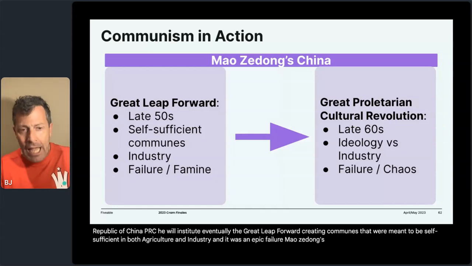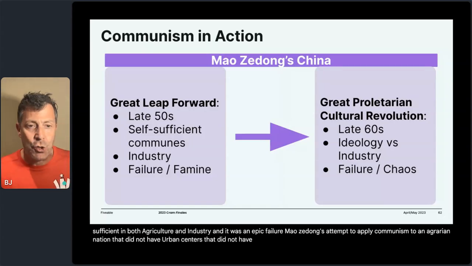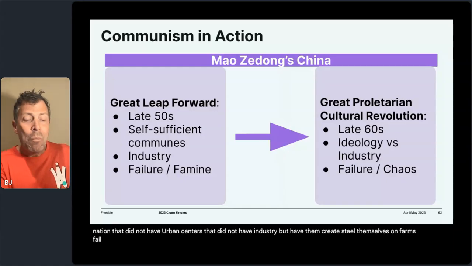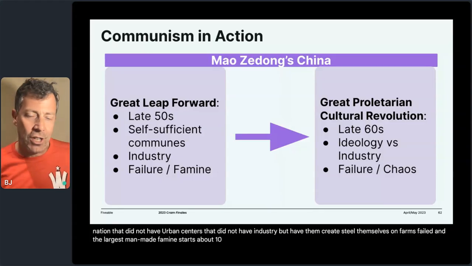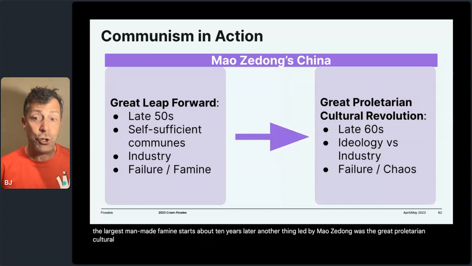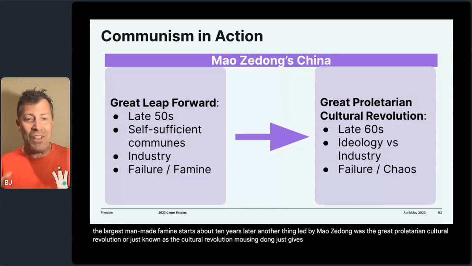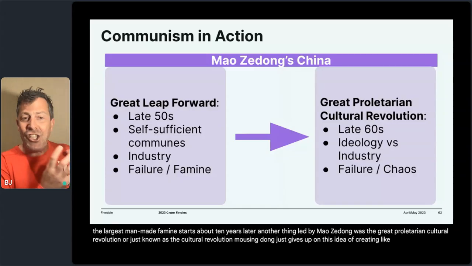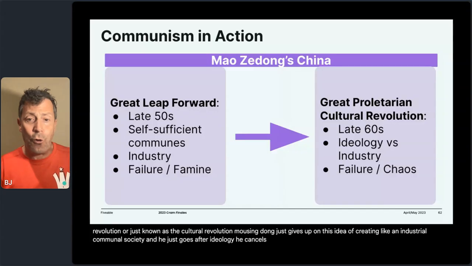Mao Zedong's attempt to apply communism to an agrarian nation that did not have urban centers, that did not have industry, but have them create steel themselves on farms, failed. And the largest man-made famine starts. About 10 years later, another thing led by Mao Zedong was the Great Proletarian Cultural Revolution, or just known as the Cultural Revolution. Mao Zedong just gives up on this idea of creating an industrial communal society, and he just goes after ideology. He cancels school for 3 years.